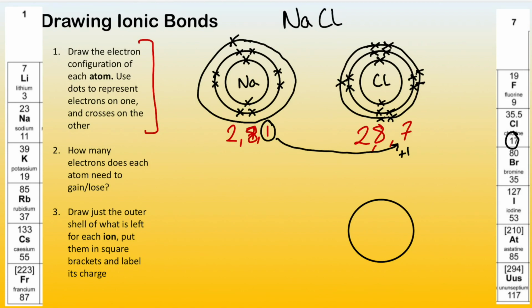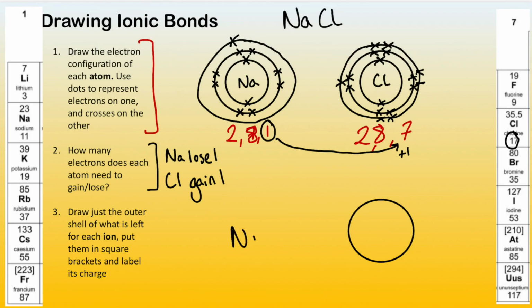So part 2 is working out how many electrons it needs to gain or lose. As I say, you can do that using the periodic table if you're confident with doing that. So the sodium needs to lose 1, and the chlorine needs to gain 1. Then you draw just what is left of the outer shell, just what is left of the ion.